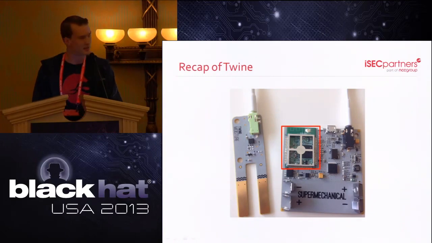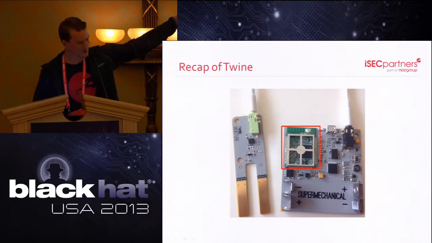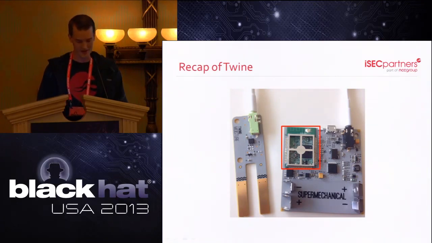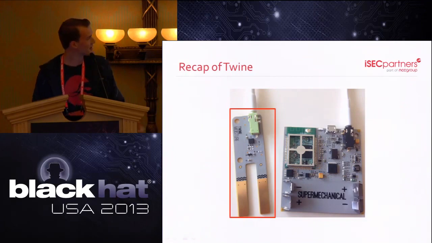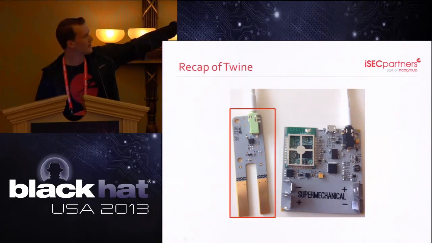That's not for debugging. And then also on the GainSpan chip, you'll notice the pins on the right and left of the chip. That'll come up again later, but that's where your UART and JTAG and a bunch of other interesting little pins are. On the side here, we have a sensor, and it's connected to Twine via a 3.5 millimeter jack.